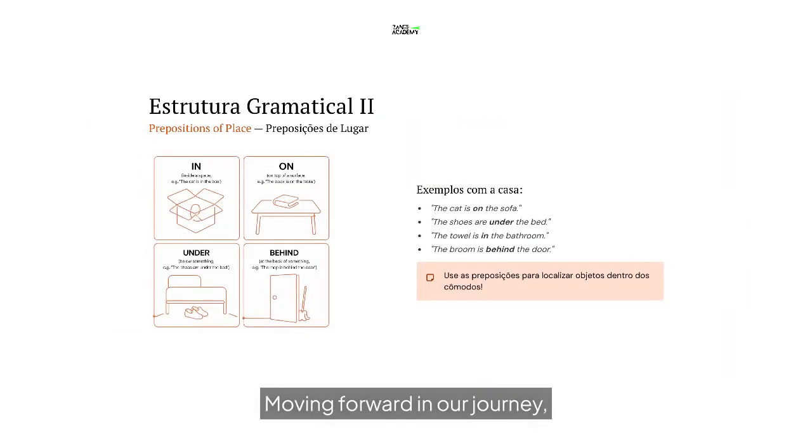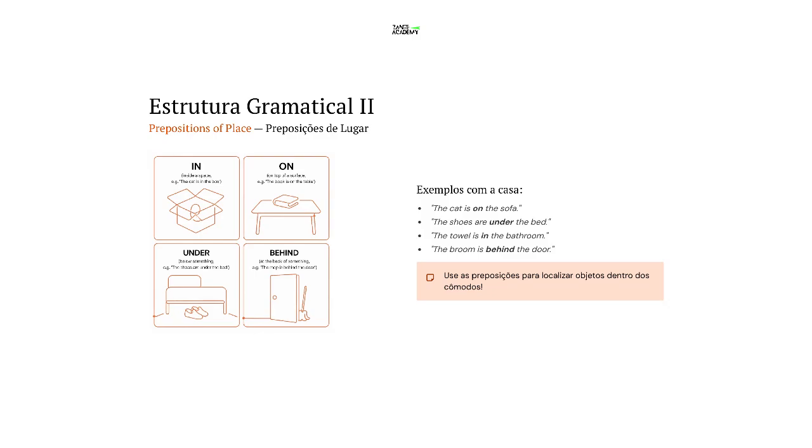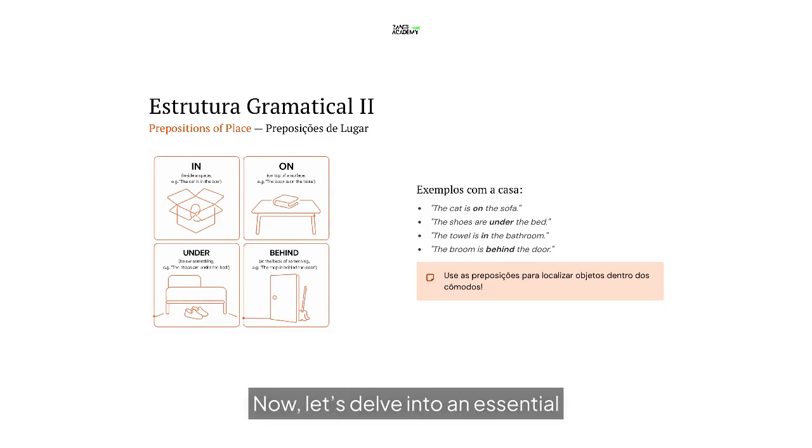Moving forward in our journey, we've explored the personal spaces of our home, like the bedroom and the bathroom, where comfort and care play significant roles in our daily lives. Now, let's delve into an essential aspect of communication that will help us describe these spaces more effectively: prepositions of place. Prepositions are small words that tell us where something is located. They help us paint a clearer picture of our surroundings.